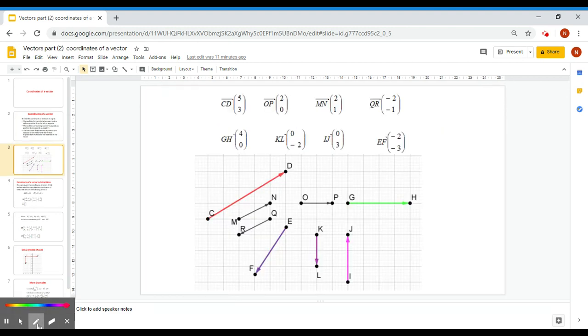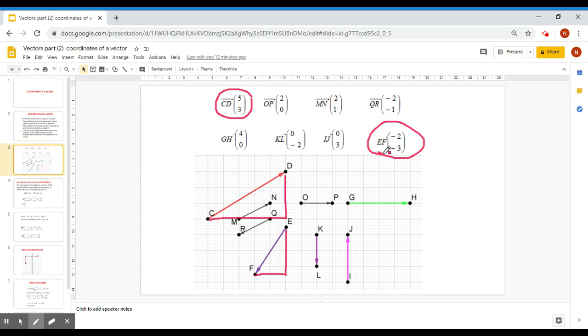Here are some examples. If we examine vector CD, the horizontal displacement is 5 to the right and the vertical is 3 upwards, which means that the coordinates are 5, 3. In vector EF, we have 3 units down and 2 to the left. So the horizontal displacement is -2 and the vertical displacement is -3. So these are the coordinates of vector EF.